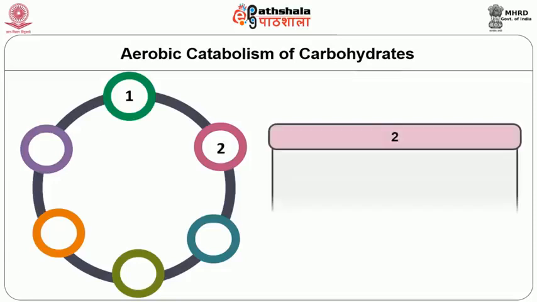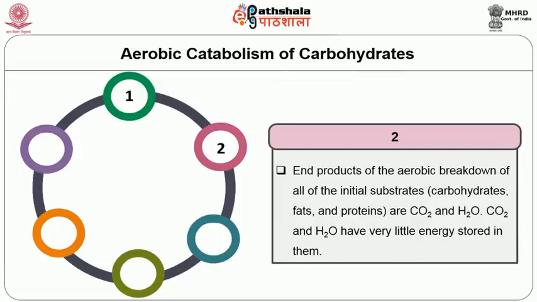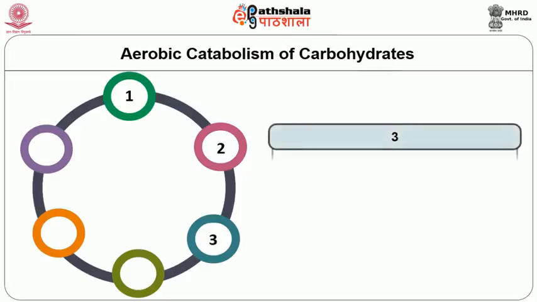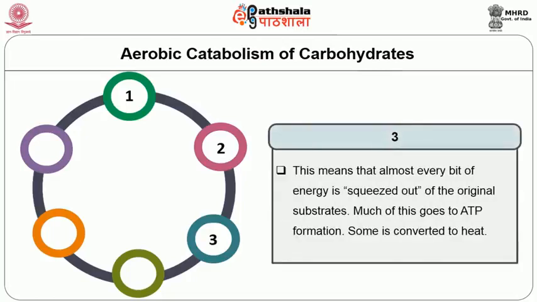End products of the aerobic breakdown of all the initial substrates are carbon dioxide and water. Carbon dioxide and water have very little energy stored in them. This means that almost every bit of energy is squeezed out of the original substrates. Much of this goes to ATP formation, some is converted to heat.